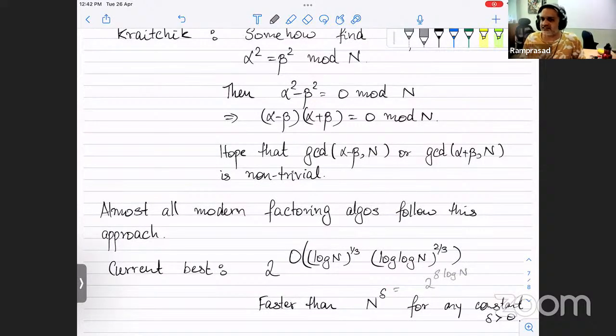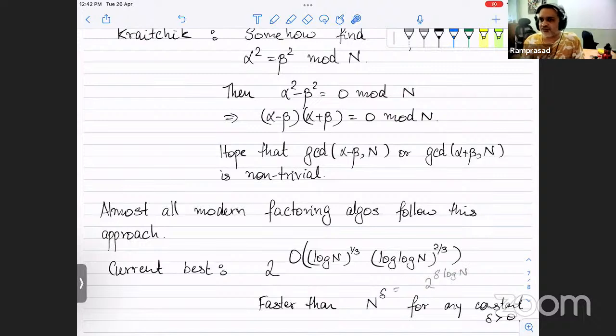Right? Because n to the delta is the same thing as 2 to the delta log n. So here the exponent is delta times log n, whereas here the exponent is log n to the 1/3. For as long as delta is any constant, when n grows larger and larger, this obviously grows much faster than this does. So therefore, this running time is a sub-exponential algorithm. It's smaller than n to the delta for every constant delta.